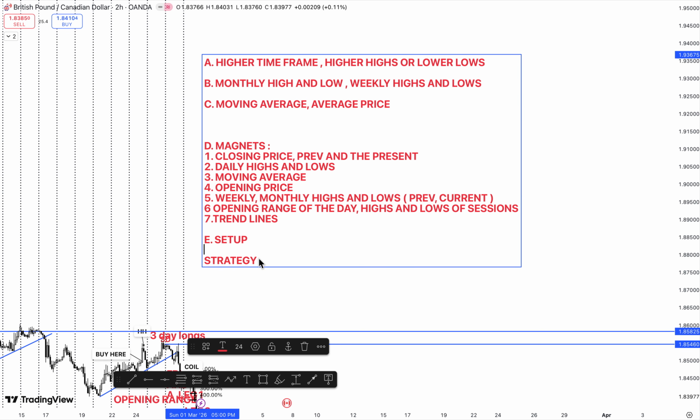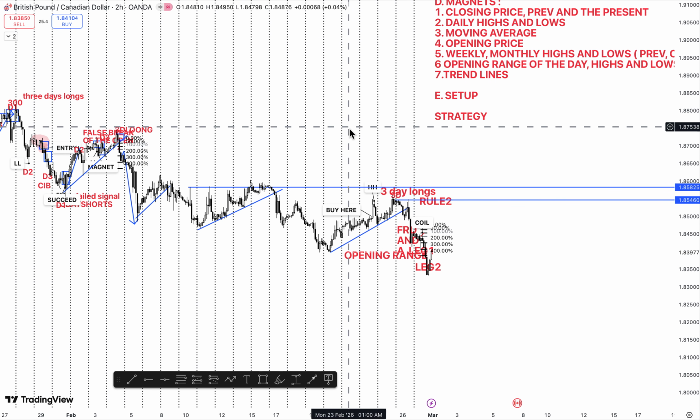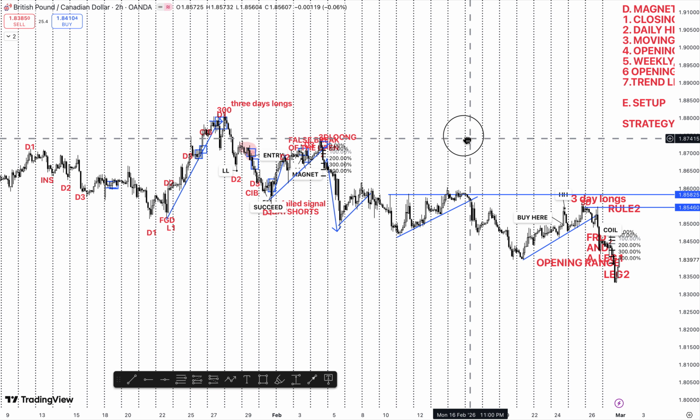So strategy setup is very important. Are you an ICT trader? Are you a supply and demand trader? Are you this or that in the market? So first you identify that, and then you come down here. For us, we are using the Stacey Burke system. So we look at our chart.